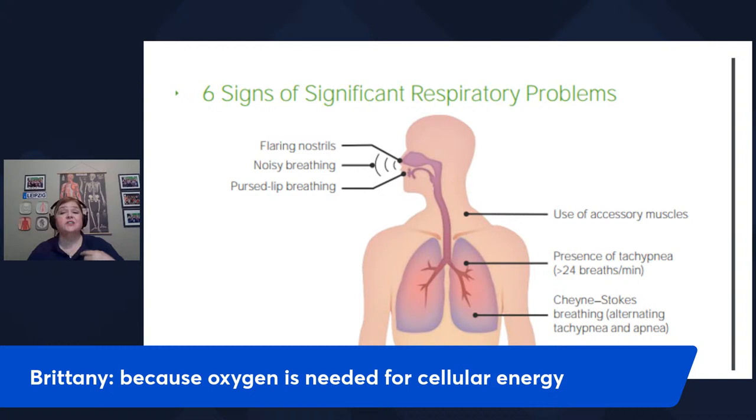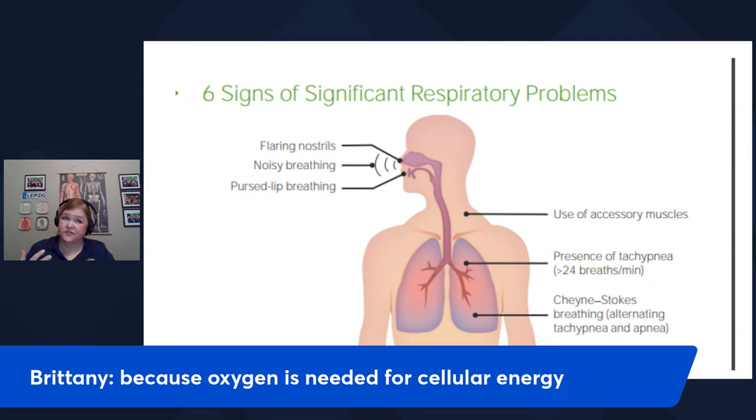Now, accessory muscles. That means they're trying to use everything that they normally would not have to because they're not getting enough oxygen. So think of what this person would look like. What's happening to their nostrils? They're flaring. What do they sound like? They've got this weird, noisy breathing.